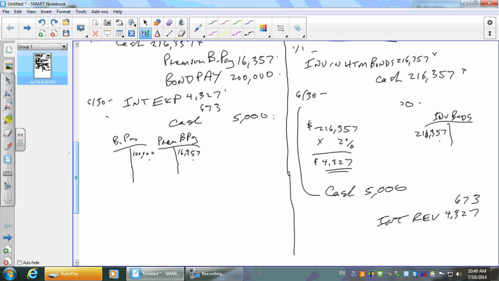So what's the debit going to go to? What do I want to get rid of? That premium. Sure, I want to get rid of this premium. Debit premium on bonds payable.